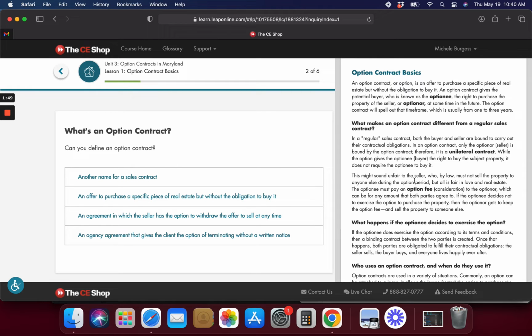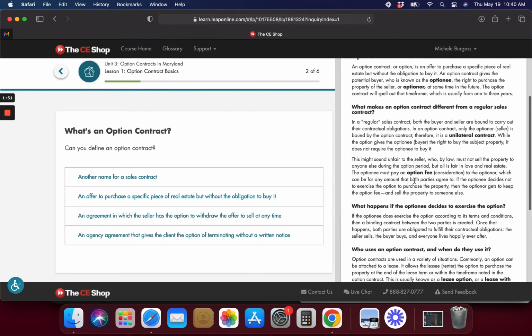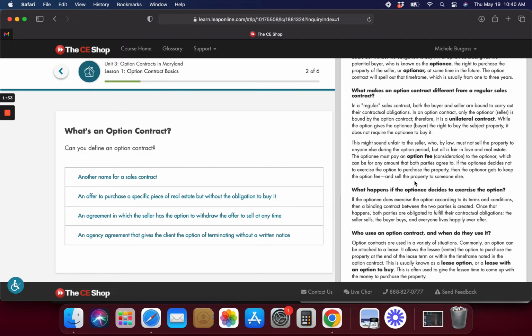So I guess it would be like a rent-to-lease thing. I don't know, that's what it sounds like. I might buy it, but I might not. This might sound unfair to the seller, but by law, the seller must not sell the property to anyone during the option period. All is fair in love and real estate.